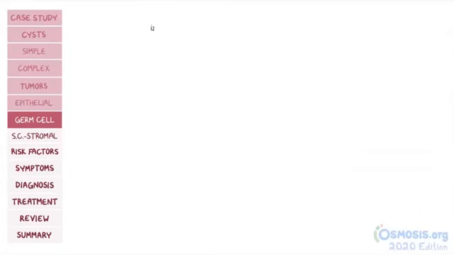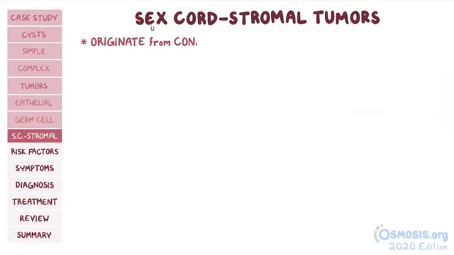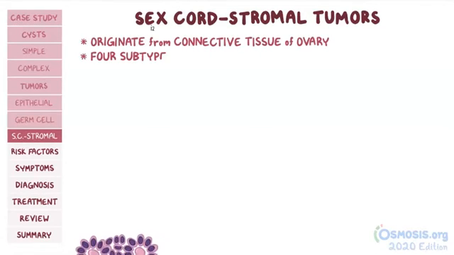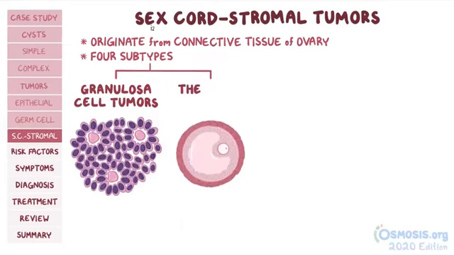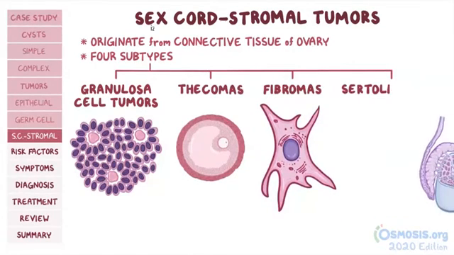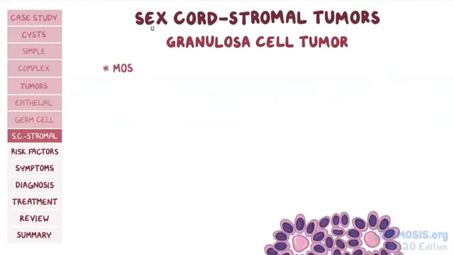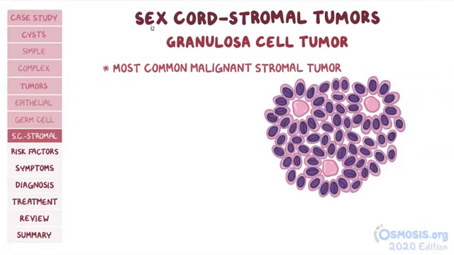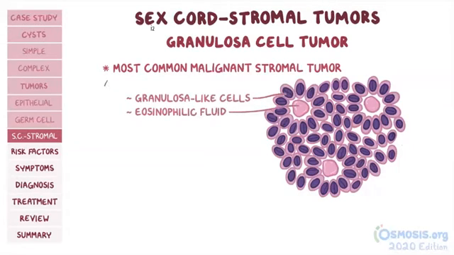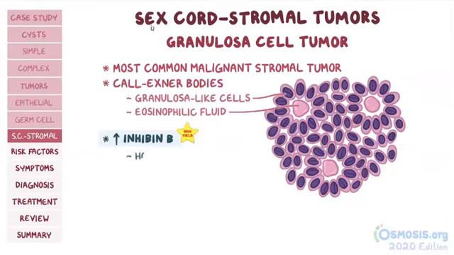Okay, moving on. The third big category of ovarian tumors involves sex cord stromal tumors that originate from the connective tissue of the ovary. There are four main types: granulosa cell tumors, sarcomas, fibromas, and Sertoli-Leydig tumors. Granulosa cell tumor is the most common malignant stromal tumor. For your test, it's important to know that under the microscope you can see granulosa-like cells randomly arranged around pockets of eosinophilic fluid, and these are called Call-Exner bodies. Lab tests also show elevated levels of inhibin B, which is a hormone produced by granulosa cells and serves as a tumor marker.